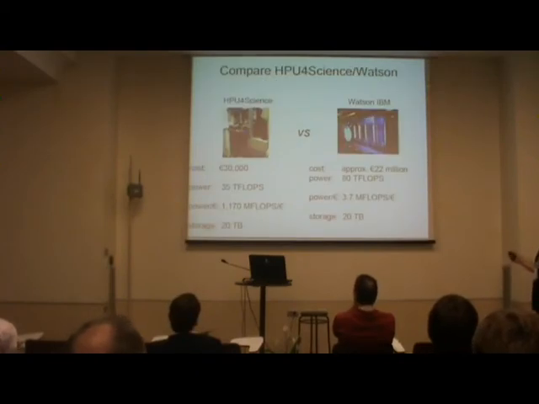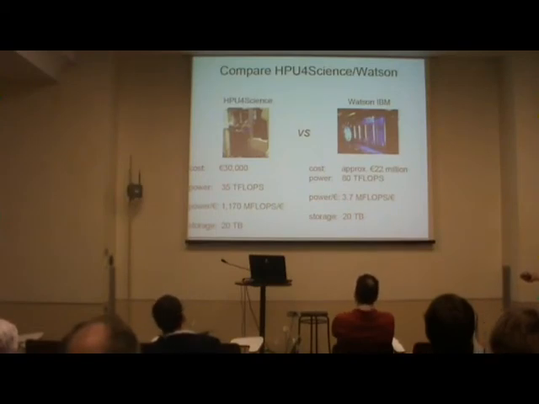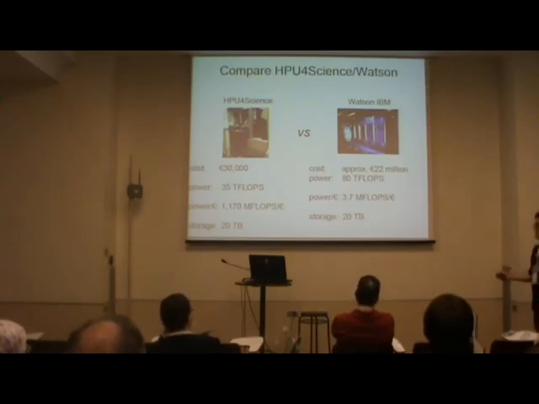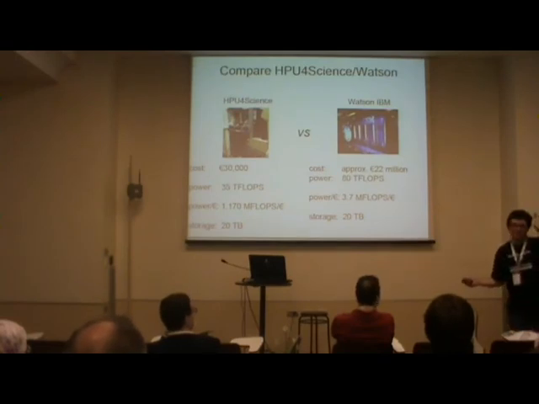If you compare HPU for science with Watson, 30,000 euros for HPU for science. Watson cost about $22 million. The power is 35 teraflops peak, which means that in reality we reach 16 to 18 teraflops. 1,170 megaflops per euro, versus 4 megaflops per euro for Watson. Storage is 20 terabytes. I cheated a bit, because of these 20 terabytes, you actually have 15 terabytes of RAM. I only have 48 to 60 gigabytes of RAM.